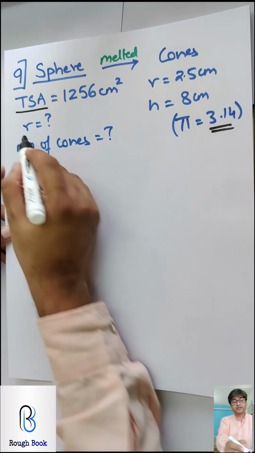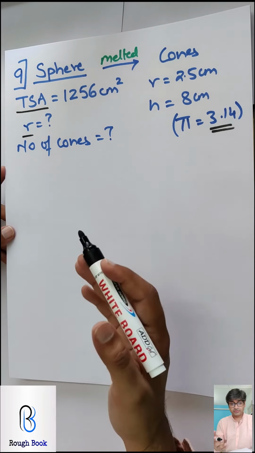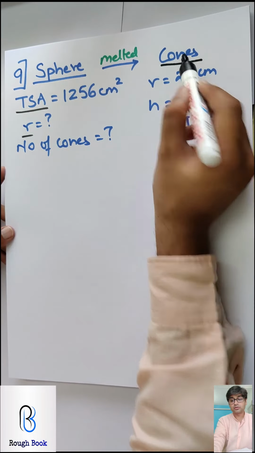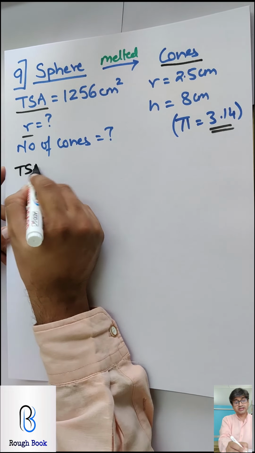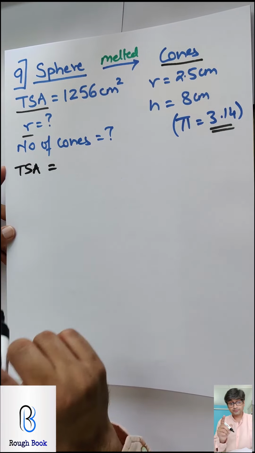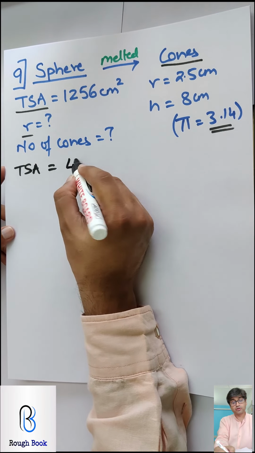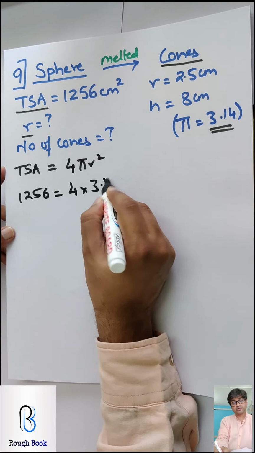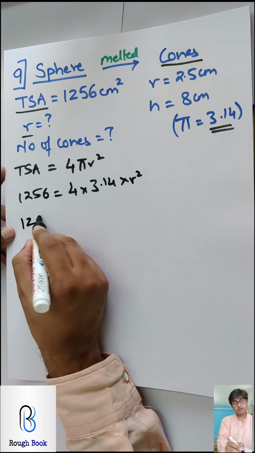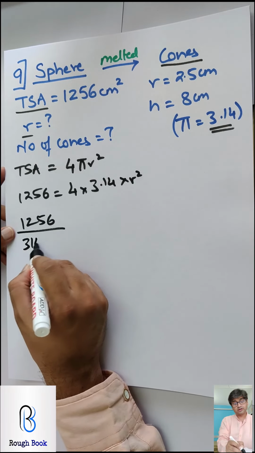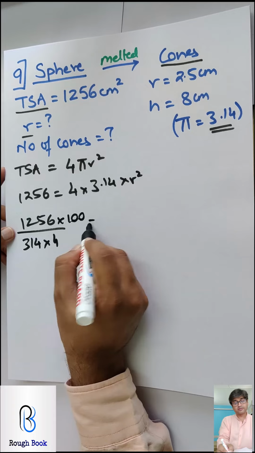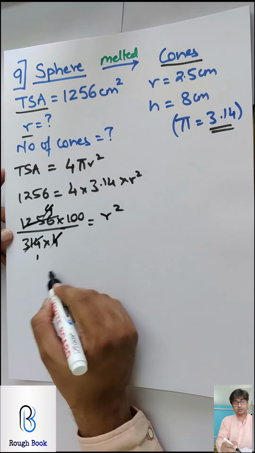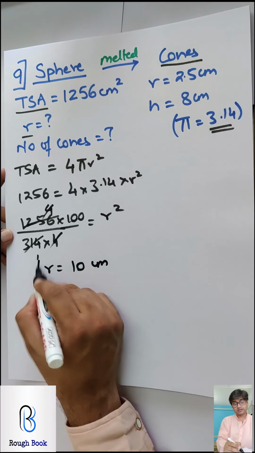So you've been given the total surface area. First get the radius. Use the formula. Once you get the radius, then the number of cones is the volume of big upon volume of small object. So come on, hit it. So the total surface area of a sphere is going to be 4 pi r square. So 1256 equals 4 into pi, don't forget 3.14, r square. So r square equals 1256 upon 314 into 4, into 100 for removing 2 decimals. So 314 ones are 4 times, 4 also gets cancelled. So your r becomes 10 centimeters.